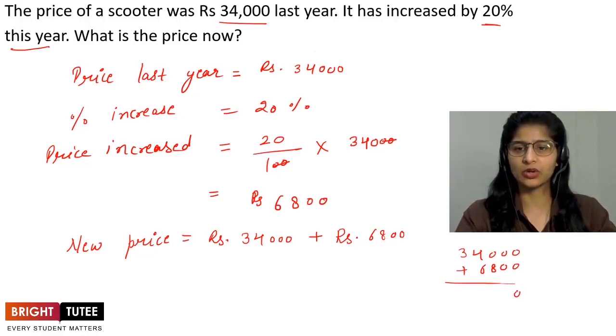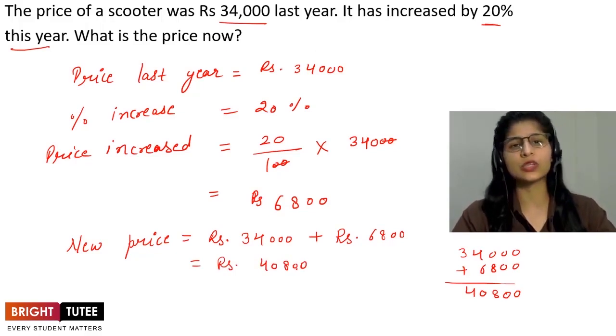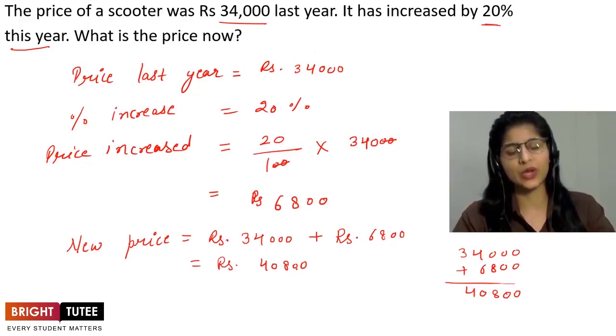So just see, 0, 0, 8, 6 and 4 is 10, right? And 1 is a carry, so 4. We get rupees 40,800. So last year the scooter was just rupees 34,000, and this year it is increased by 20%.